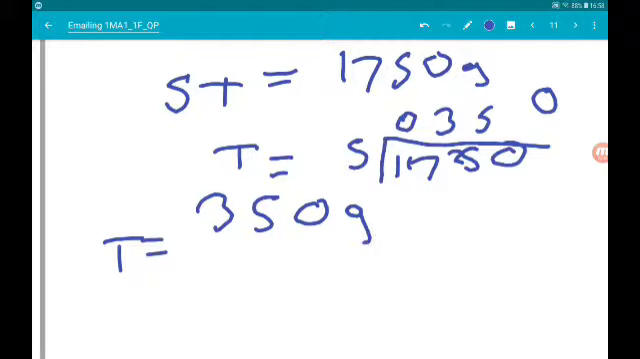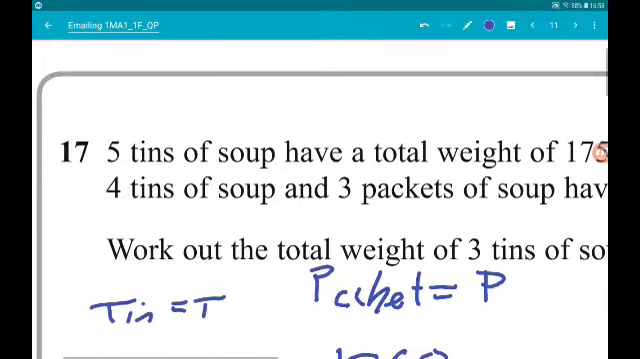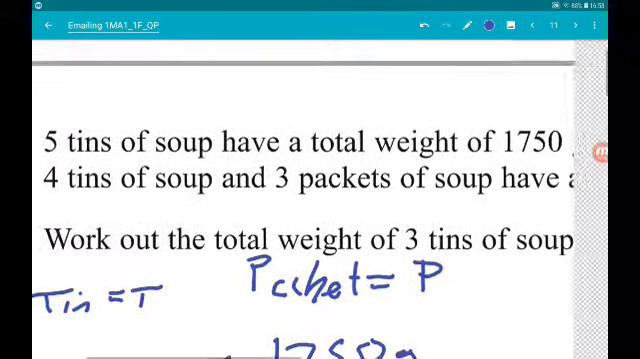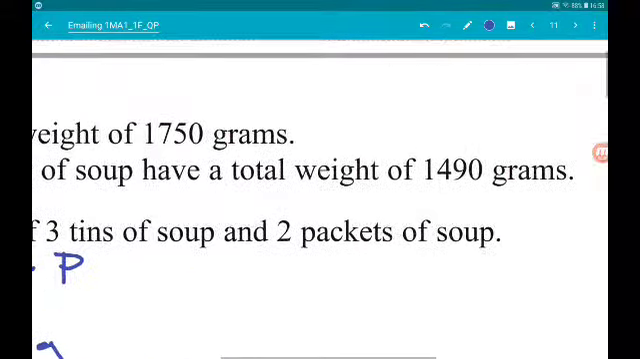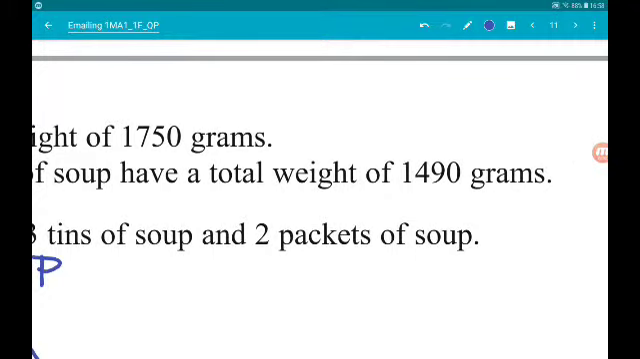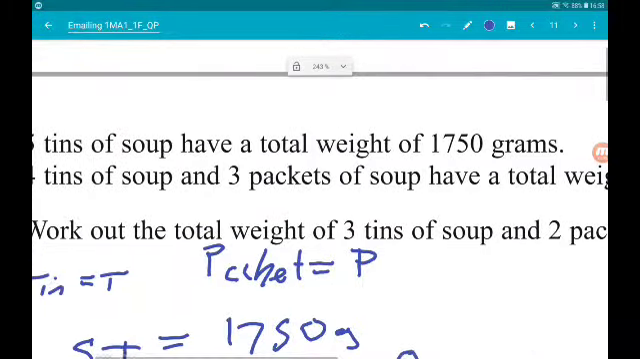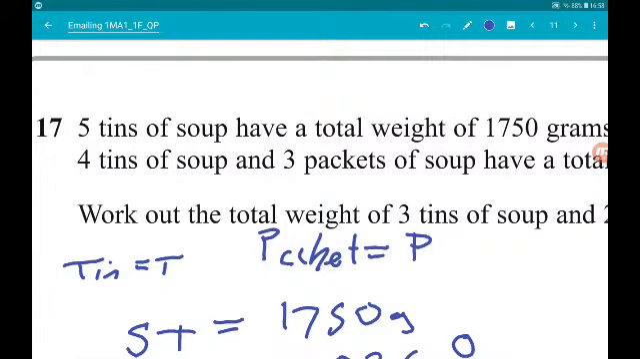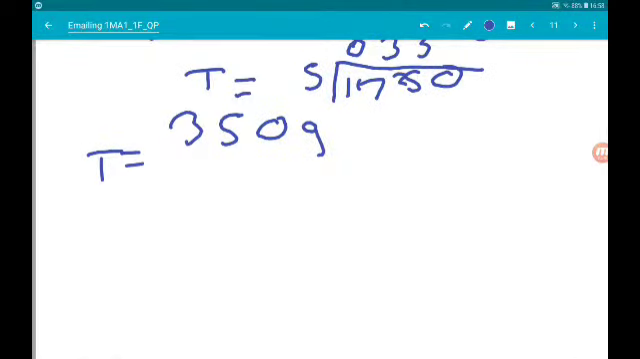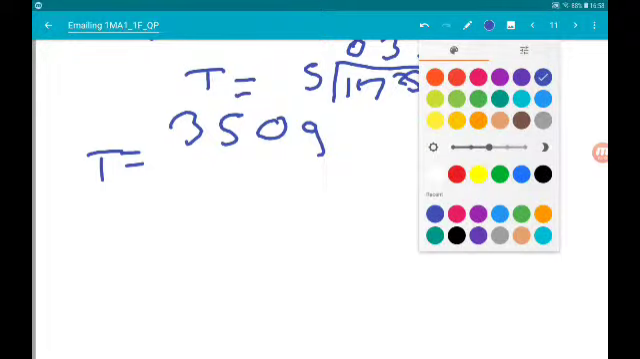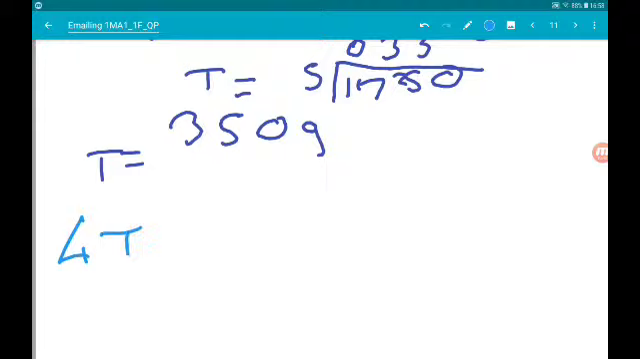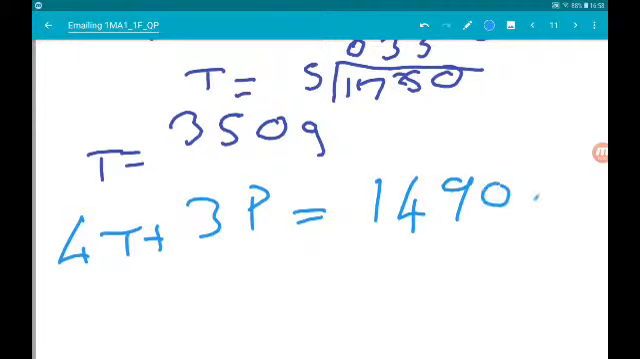From the second line, we have 4 tins and 3 packets weigh 1,490. So from that, we can say 4T add 3P is equal to 1,490 grams. Now we know the weight of 1 tin is 350.